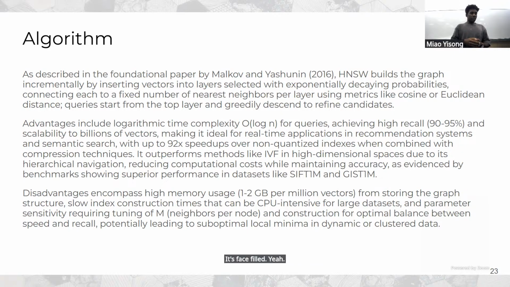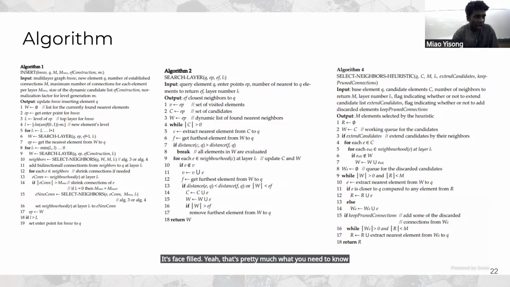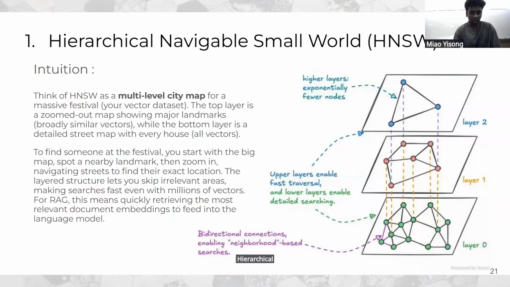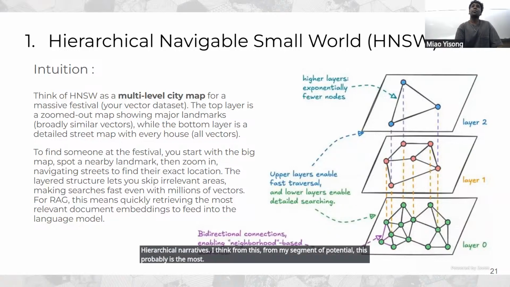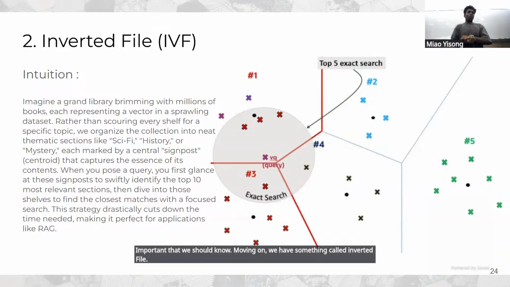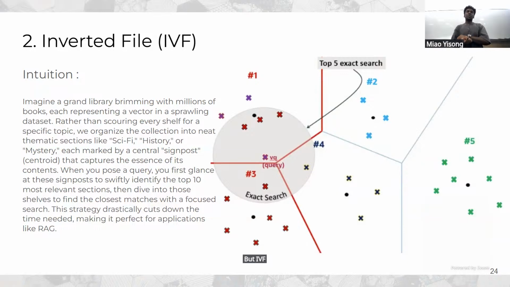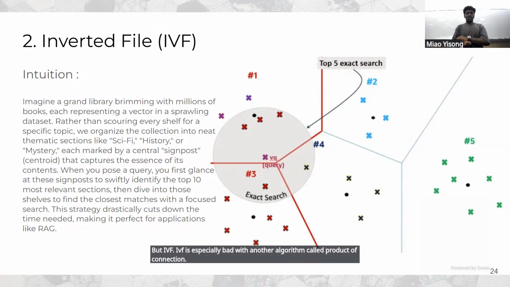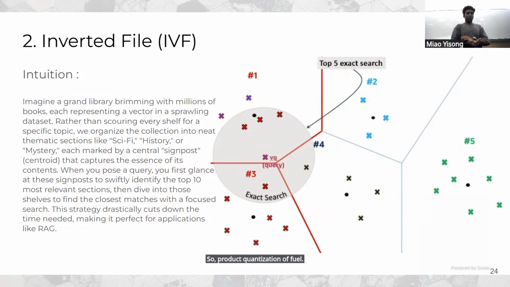Yeah, that's pretty much what you need to know about hierarchical navigable small world, or HNSW. I think from my segment of the lecture, this probably is the most important algorithm you should know. Moving on, we have something called inverted file, or IVF. IVF is especially paired with another algorithm called product quantization, which we will be talking about more later.